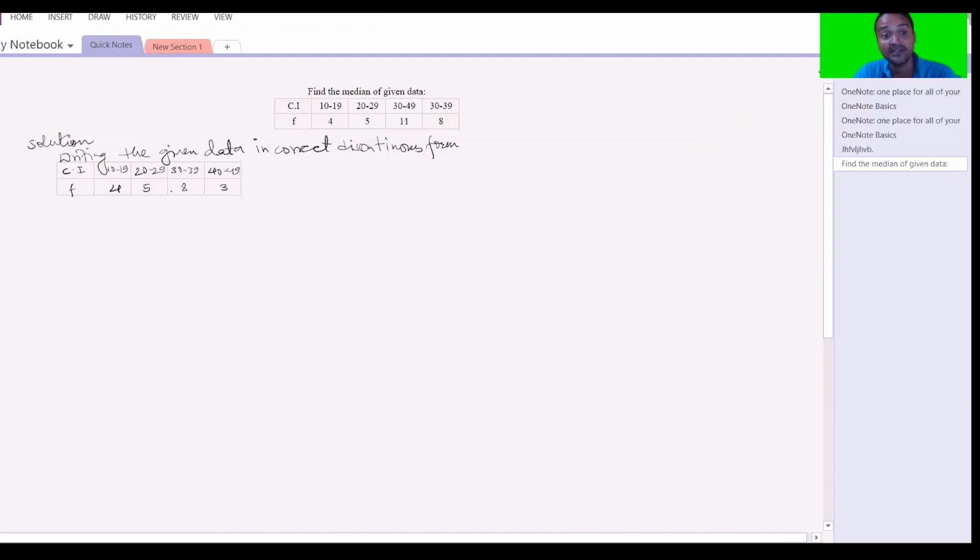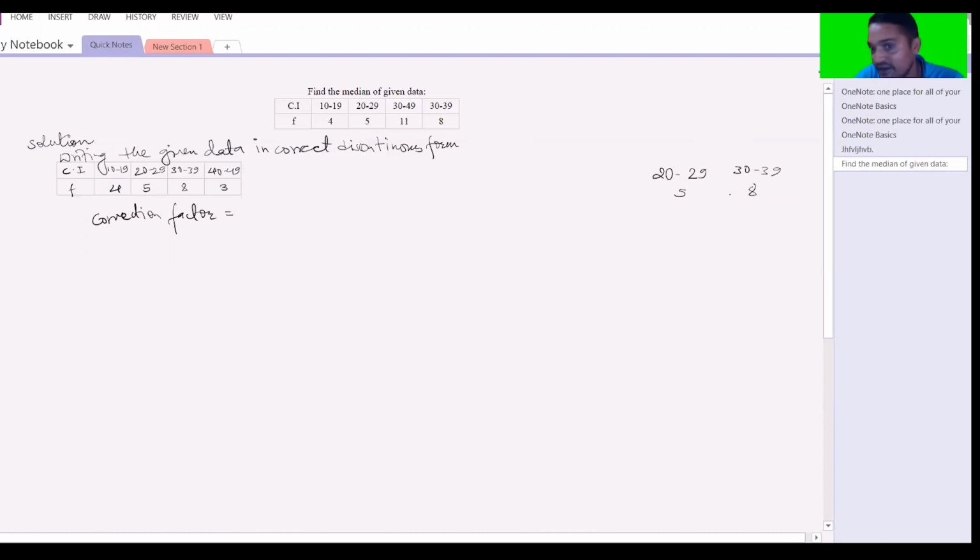Now, while solving for the median, we cannot find the median of discontinuous data; we need to convert it into continuous. For that we need to find the correction factor. While finding the correction factor, we need to take two consecutive class intervals. I'll take 20 to 29 as one, its frequency is 5. The second one is 30 to 39, its frequency is 8.